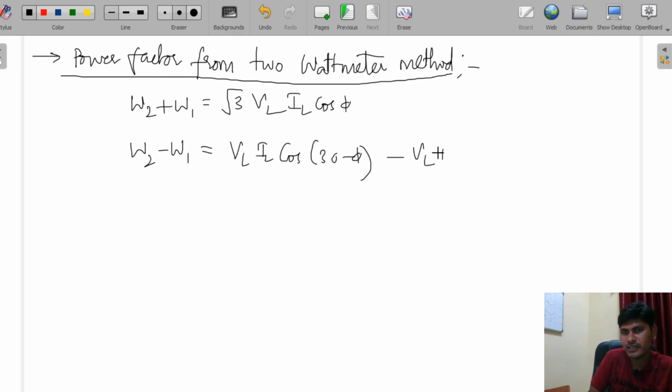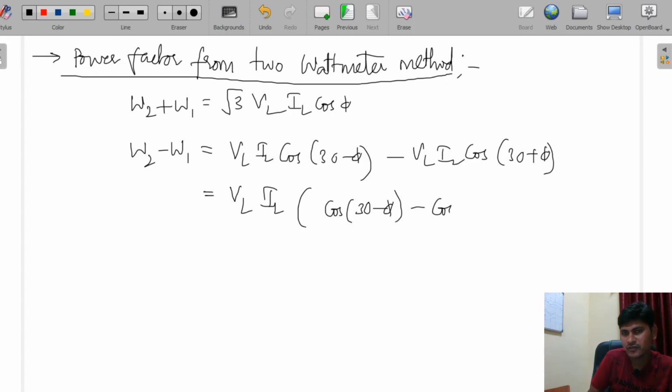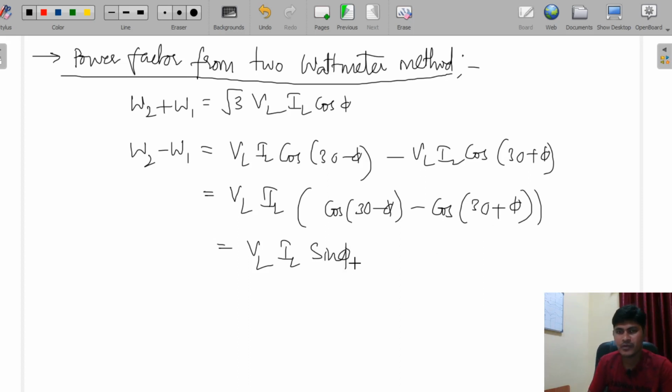minus VL IL cos of 30 plus phi, which is equal to VLIL times [cos(30 minus phi) minus cos(30 plus phi)]. Then you are going to get VLIL sin phi. If you simplify this, you get sin phi. That is, W2 minus W1 is VLIL sin phi.